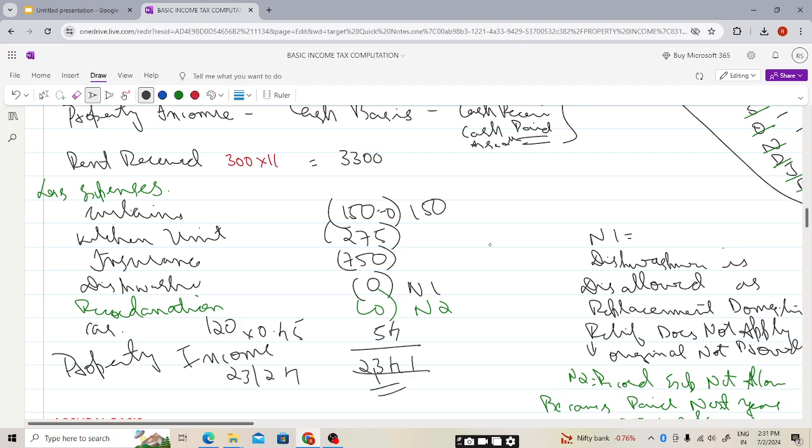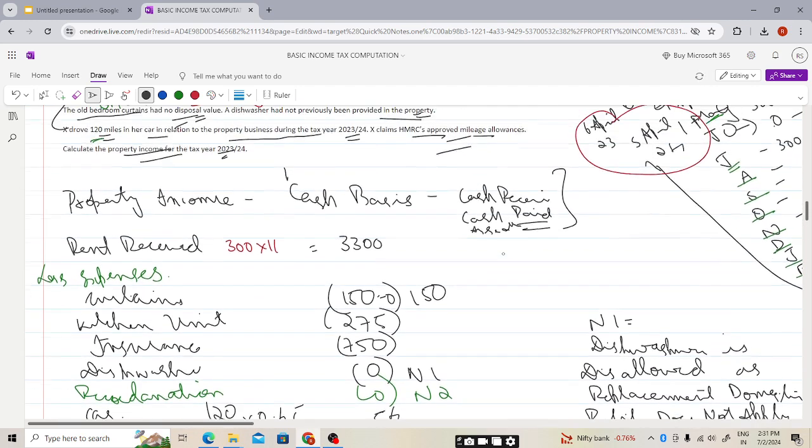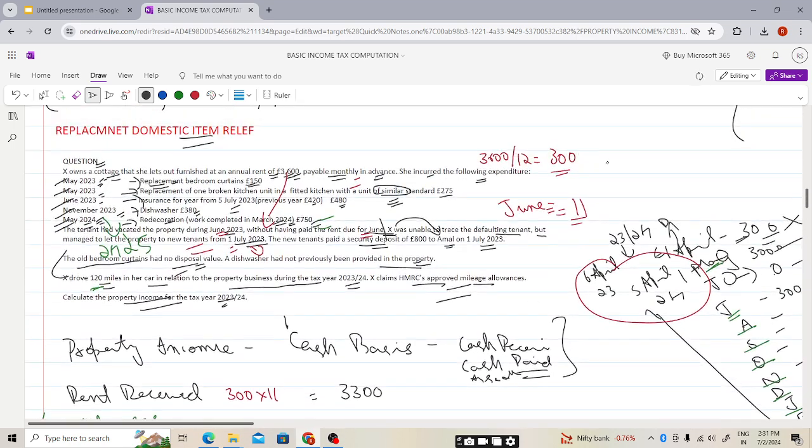This question is very important, students. You need to do this. This question comprises all the areas: the car mileage allowances and the replacement relief. Replacement means the asset must have originally been given. If it has originally been given and we are replacing it, replacement domestic relief will be available. The cost is the maximum limit, and a similar standard of goods or item must be provided. No improvement must be there, but a modern equivalent can be there.